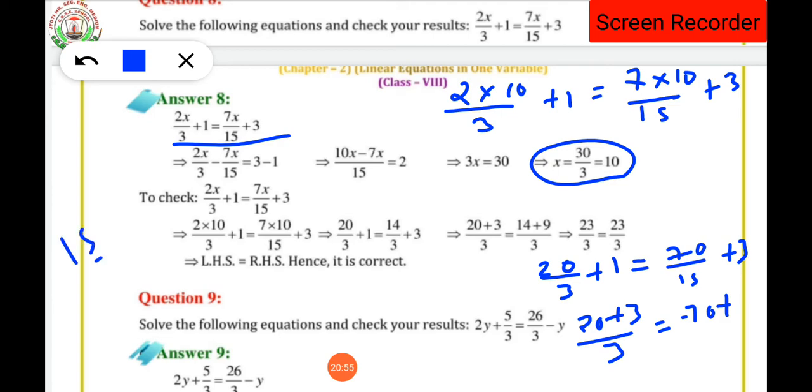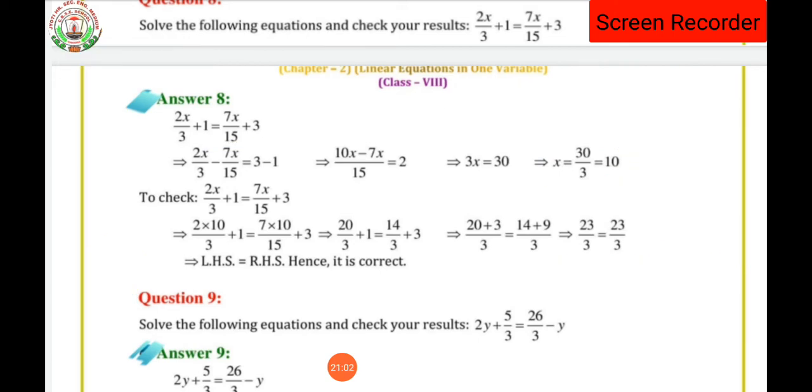Then after we will get 3 into 15. 3 5s are 15, 3 4s are 45. So here what we will get? 45. And after solving that equation we will get 20 plus 3, that will be 23, upon 3, that will be 23 upon 3 is the answer.